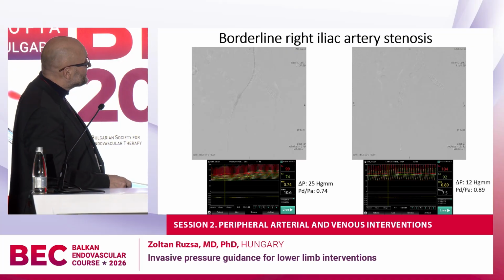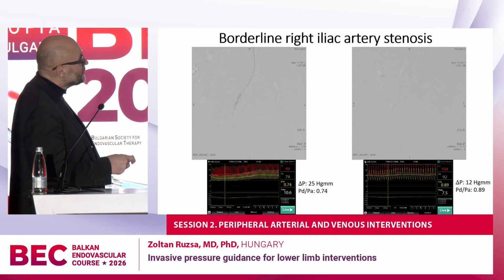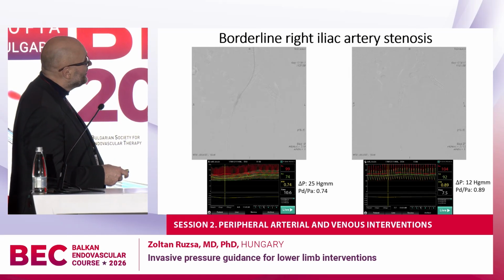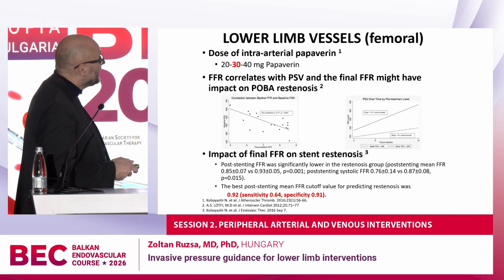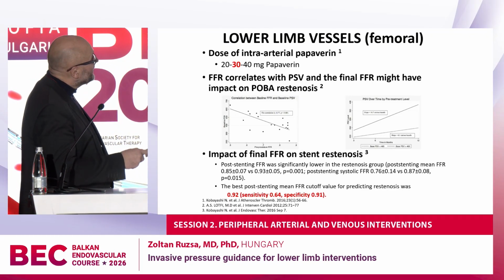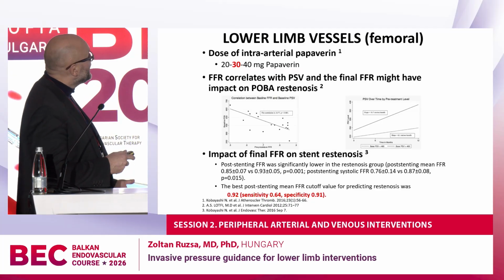So this was a borderline lesion, and I measured the FFR, which was 0.74, and the systolic gradient was 25, so it was significant by pressure wire. So we could put the stent, and then finally we could achieve a good angiographic and FFR result. In the femoral also we can measure the FFR.